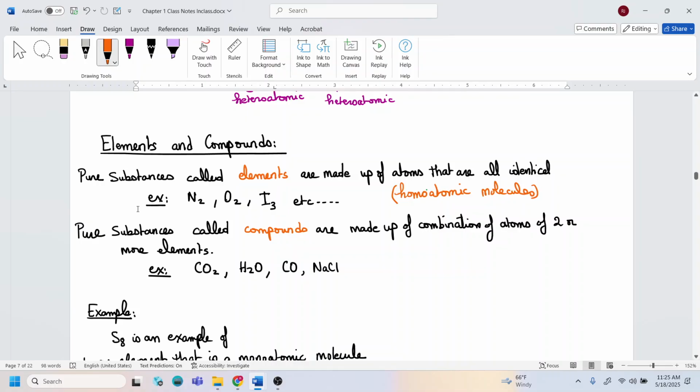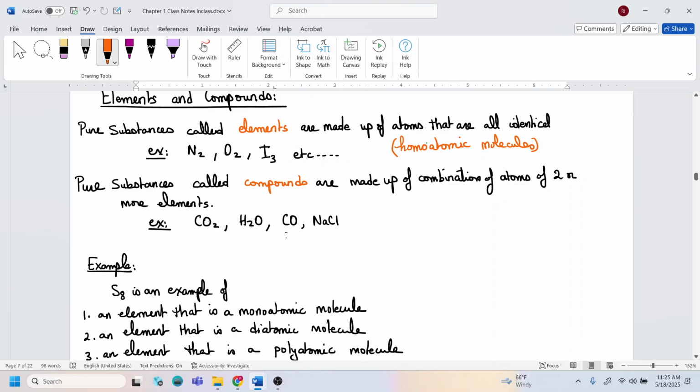atom. Pure substances can also be called compounds, and these are made up of a combination of atoms of two or more elements, like CO2, water, CO, and sodium chloride. Sodium chloride is table salt, NaCl. This is table salt, which is made up of sodium atoms and chlorine atoms. These are ions that you combine together and they make the table salt, sodium chloride. This is considered to be a heteroatomic molecule. So all of those are heteroatomic molecules.